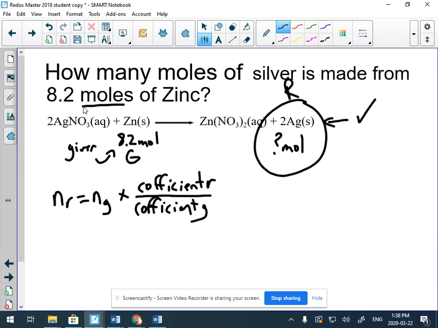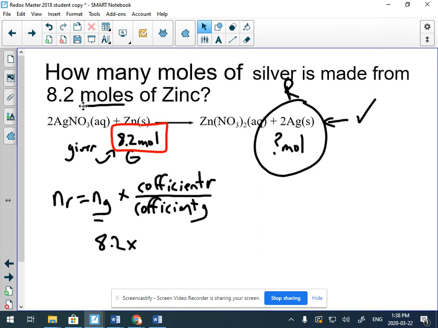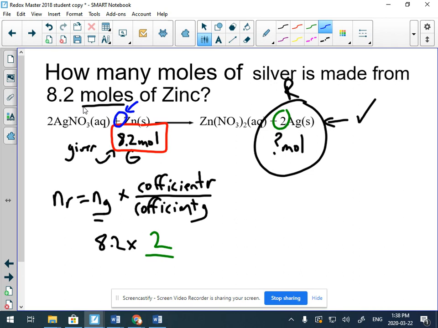So what we do is we go 8.2, that's nG, and we times it by a ratio. The coefficient for the R is right here, 2. And the coefficient for the G, we don't have one, so it's 1. So 8.2 times 2 over 1 is 16.4 moles. So that's the formula way.